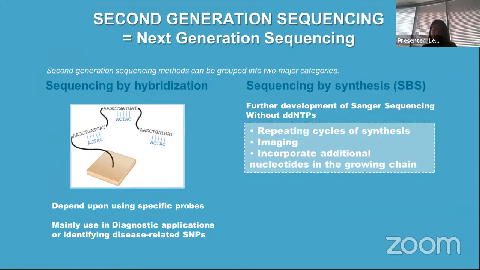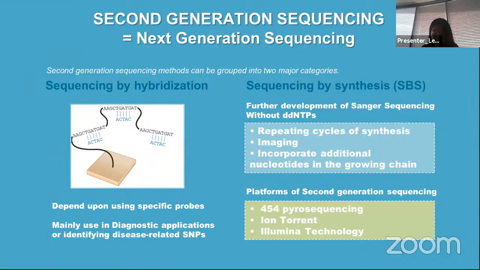Sequencing by synthesis is a further development of Sanger sequencing without the dideoxy terminators. It combines repeated cycles of synthesis, imaging, and methods to incorporate additional nucleotides in the growing chain.